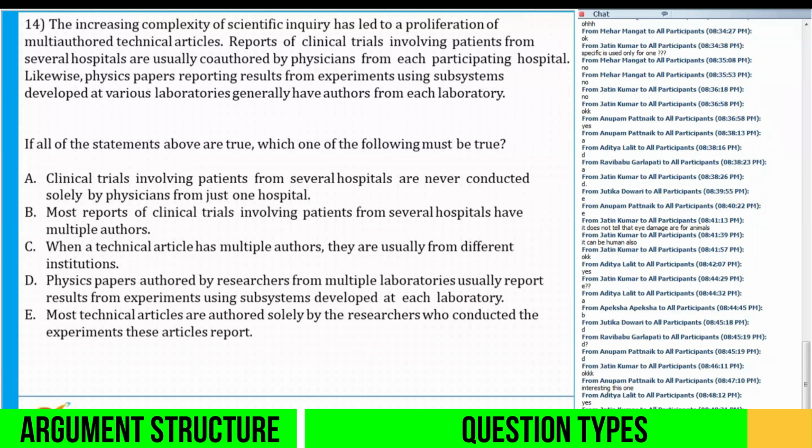What do you think? What does it tell us? These days, there are lots of multi-author technical articles. There is a proliferation. Proliferation means very fast growth. So these days there's fast growth of multi-author technical articles. When the technical articles are multi-authored, then what happens? If the authors are physicians from different hospitals, all of them will provide input from their hospital.